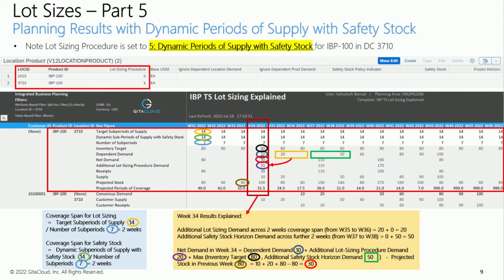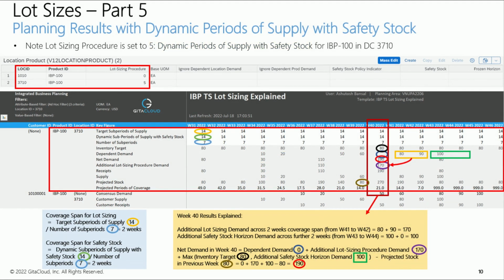Net demand is calculated as before, dependent demand of 10, plus additional lot sizing demand of 20, plus inventory target of 80, minus projected stock in week 33 of 80. This computes to 30 units of net demand in week 34.